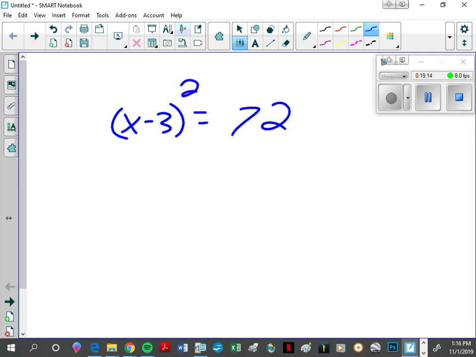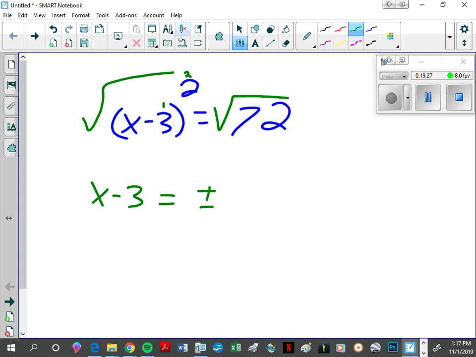So I'm going to solve it just like I did before. Step 1, step 2, reverse order. Take the square root, and I get x minus 3 is equal to plus or minus the square root of 72. We have to simplify 72. It doesn't come out evenly.